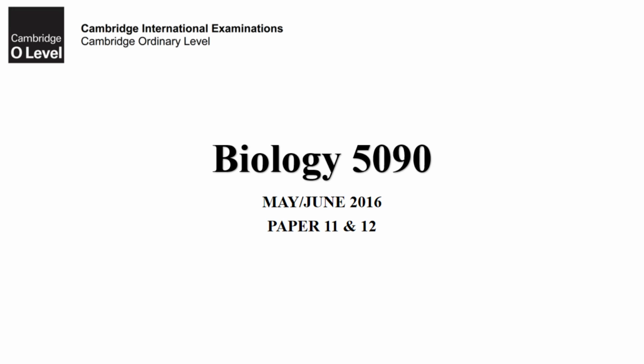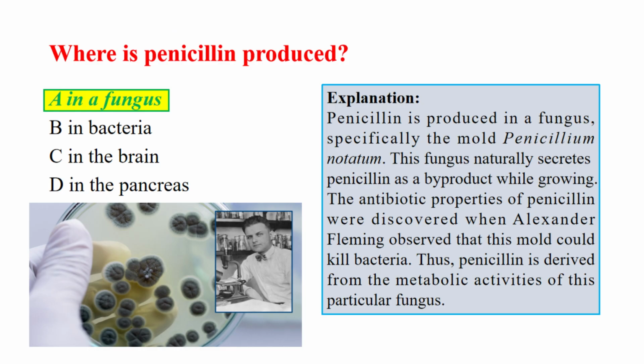So, let's get started with our first question of the day, which is about the production of penicillin. Let's dive in. Where is penicillin produced? A. In a fungus. B. In bacteria. C. In the brain. D. In the pancreas. And the correct answer is A.